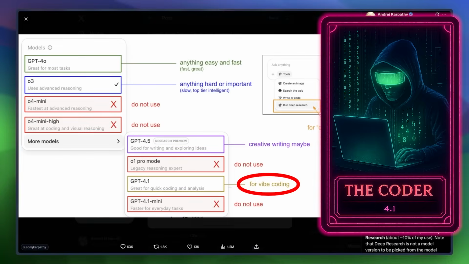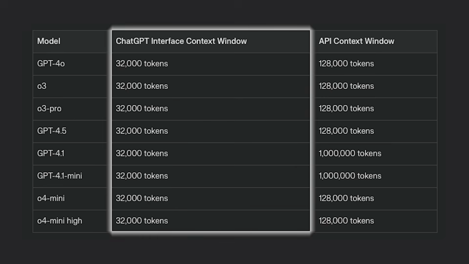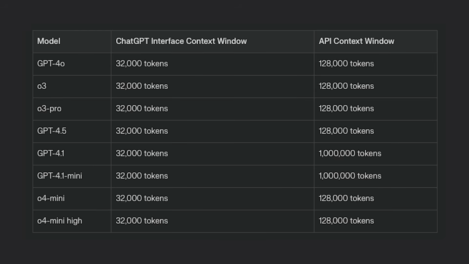And he's right. 4.1 is excellent for coding and following detailed instructions, but its real superpower is context window. If you're using the ChatGPT interface, it's capped at 32,000 tokens, same as 4.0 and 0.3. But through the API, 4.1 and 4.1 mini unlock up to 1 million tokens of context. And that's massive. For working with long transcripts, legal documents, or large code bases, 4.1 via API is often the best tool. If you're new to the API, here's what that actually means.